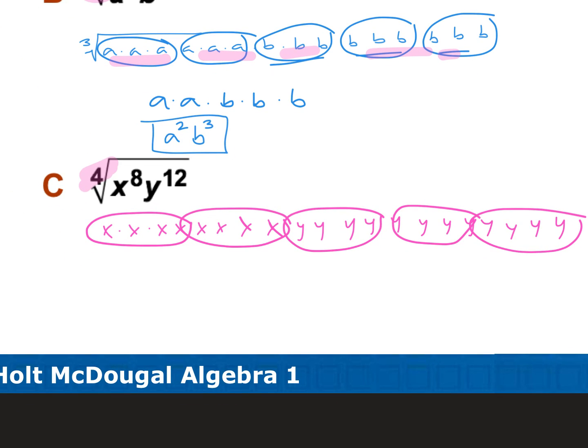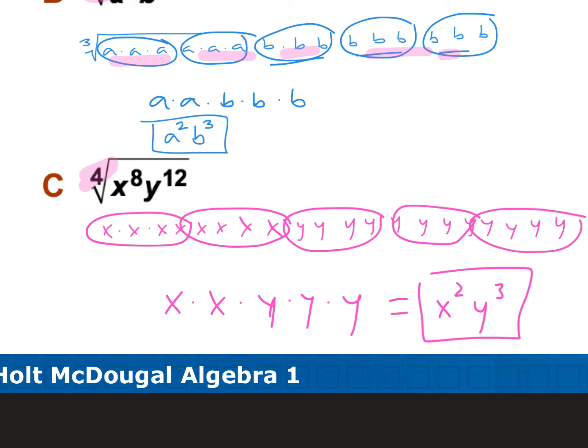How many groups of x's do I have? 2. So 2 x's come to the outside. How many groups of y's do I have? 3. So I take out 3 y's. So how would I write my answer? Awesome. x squared times y cubed.